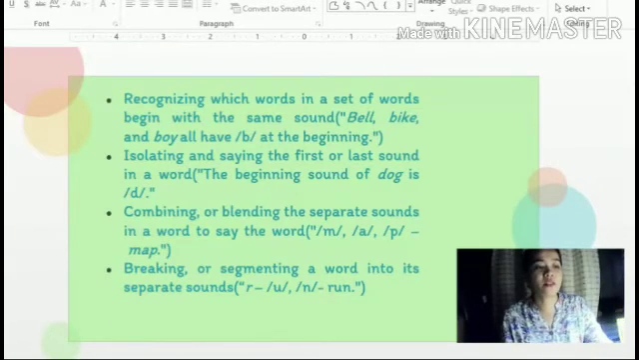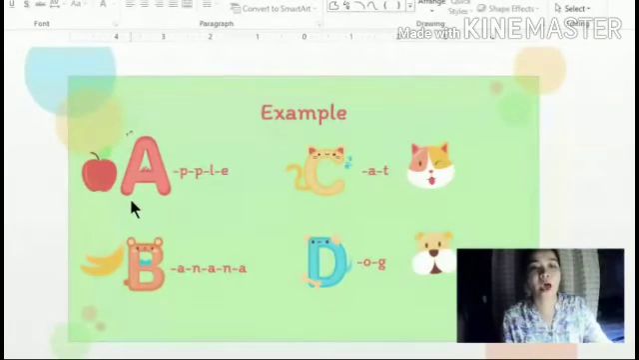Another example here is the word apple. To understand phonemic awareness, the letters start here. Letter A, apple. And then B, banana, and C, cat, and lastly the letter D, dog.